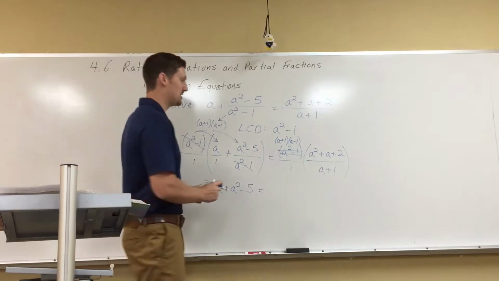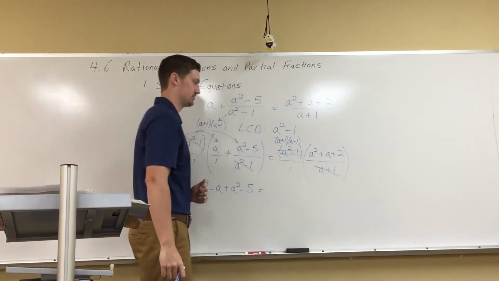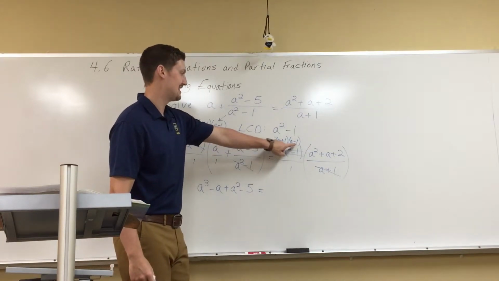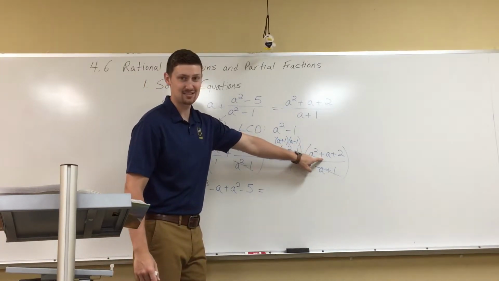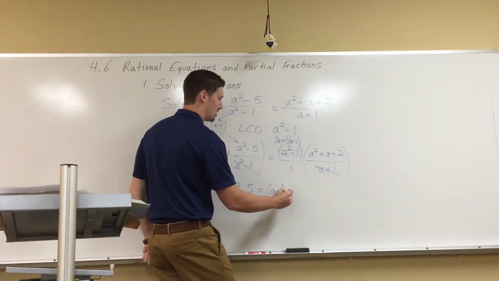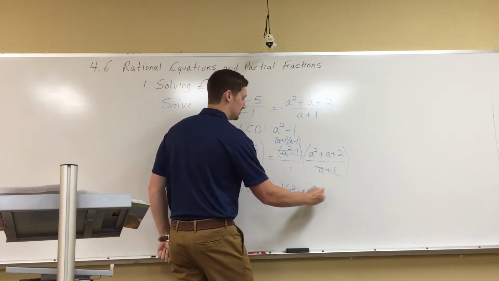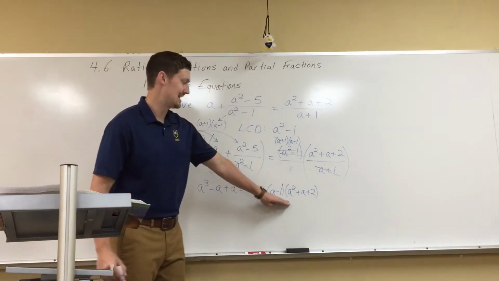All right, now what can we do? We can cancel the A plus 1s. So what are we left with? This times that. Now how do you do that? Let's write that out here and I'll show you. A minus 1, A squared plus A plus 2. How do I do that?